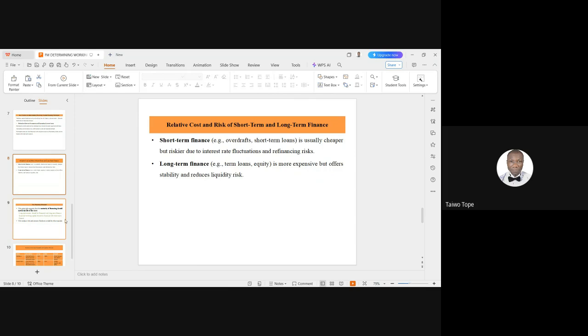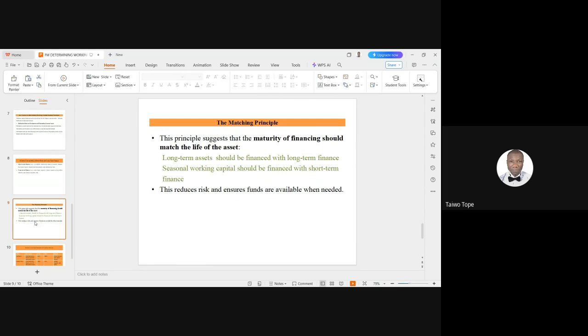So the permanent current asset is the minimum level of current asset a business needs to operate continuously, while the fluctuating current assets are assets that rise and fall in relation to season. So also we can have issues of matching fund sources to asset types. That is the matching principle. Now, the matching principle, what does this entail?